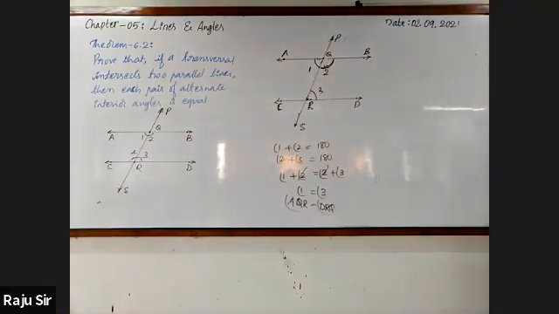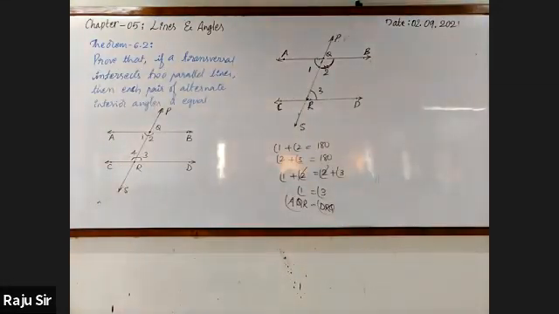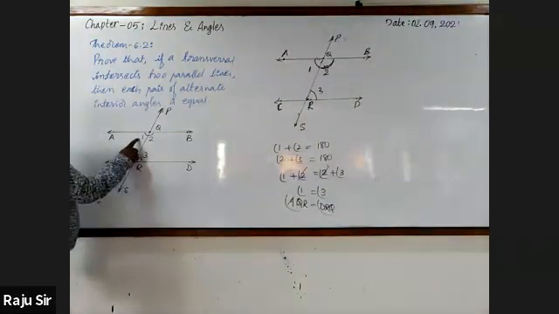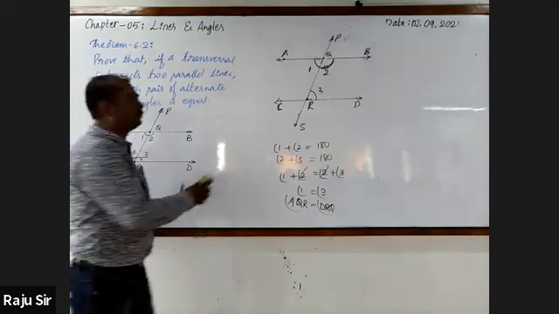How many pairs of alternate interior angles are there? Only 2 pairs. What are those? Angle 1 and angle 3, and 2 and 4. Let us prove that they are equal.